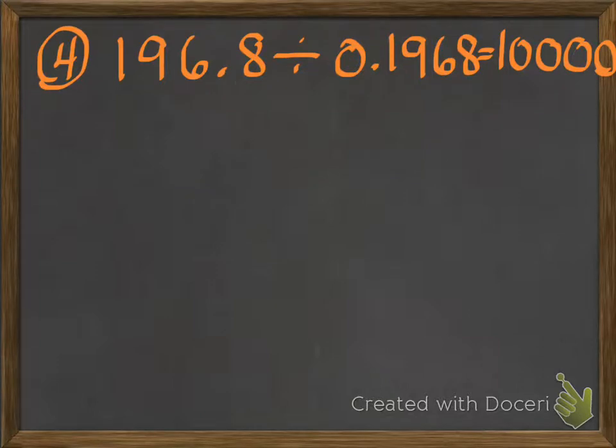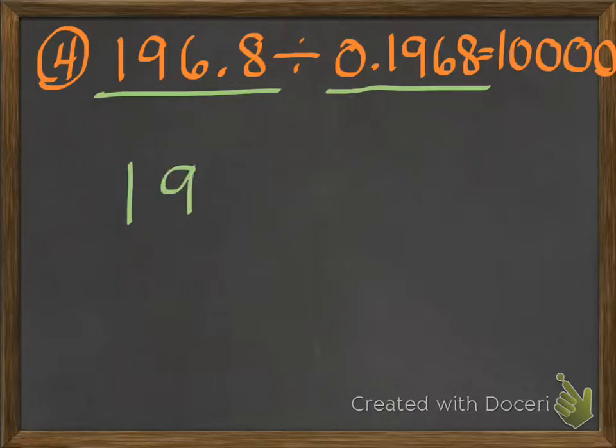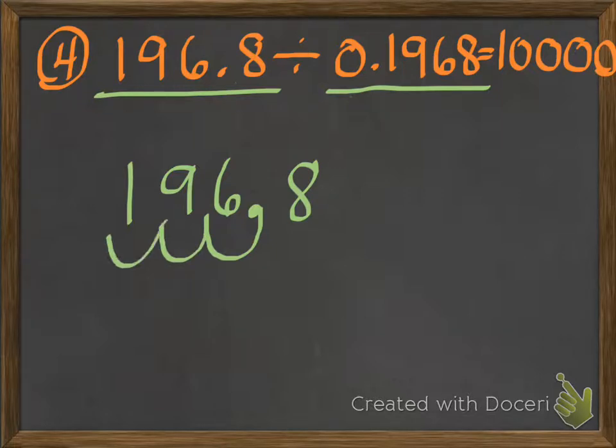196.8 divided by 0.1968 equals, and then I've got 10000. Okay, as I look at this problem, I notice that these numbers are exactly alike except the decimal point has shifted. I have 196.8, and I notice that decimal point has moved over 2 spots. Oh, I'm sorry, 3 spots. 1, 2, 3, it moved over 3 spots to get over here.